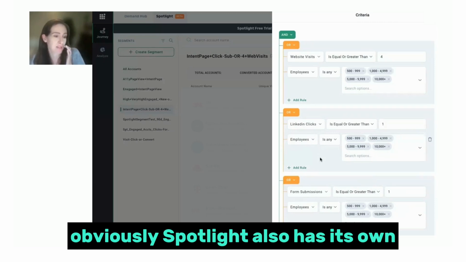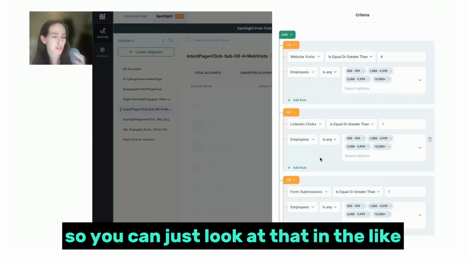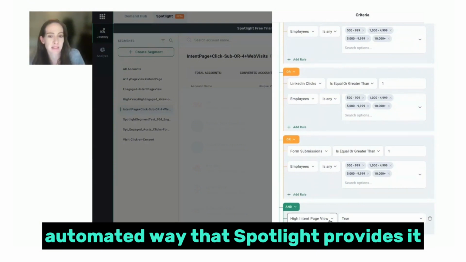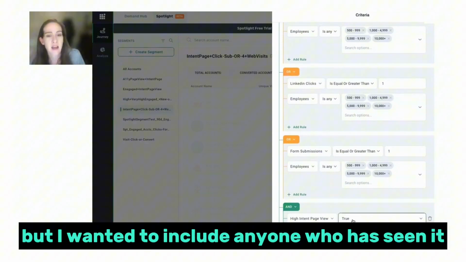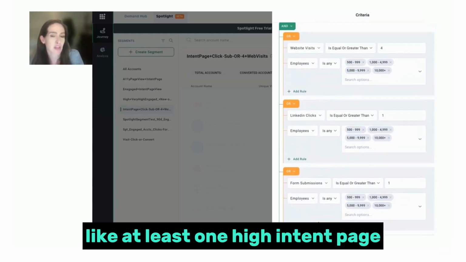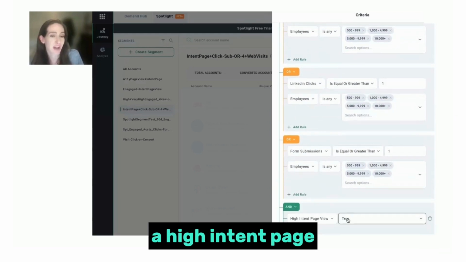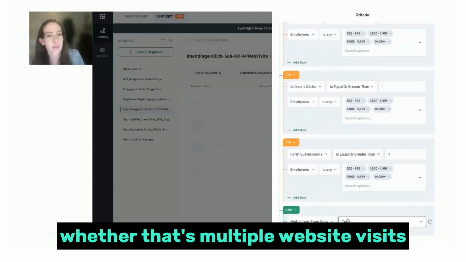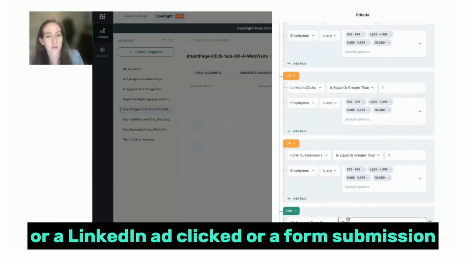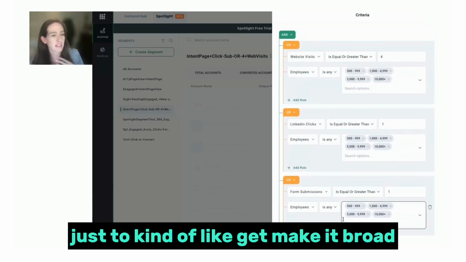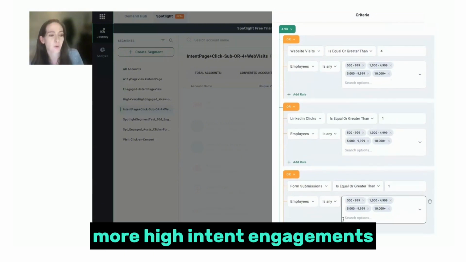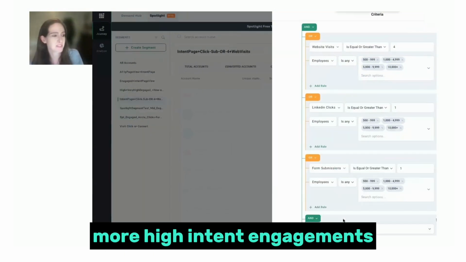Obviously, Spotlight also has its own engagement scores, so you can just look at that in the automated way that Spotlight provides it. But I wanted to include anyone who has seen at least one high intent page, so they've gotten themselves to a high intent page, but has at least taken one of these other actions, whether that's multiple website visits or a LinkedIn ad clicked or a form submission, just to kind of make it broad, but also keep it narrow in terms of actual more high intent engagements.